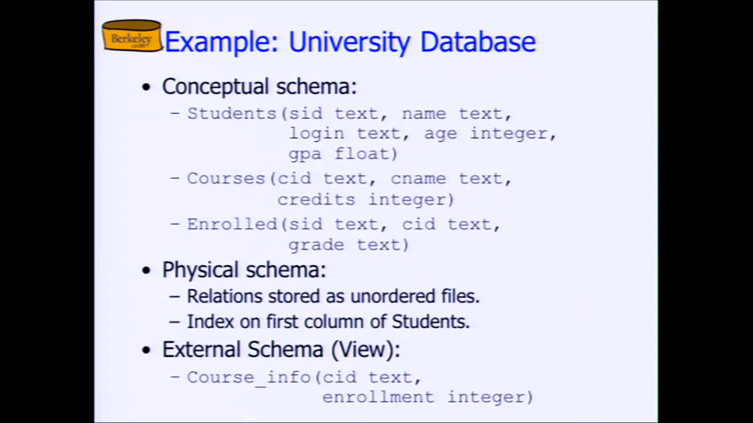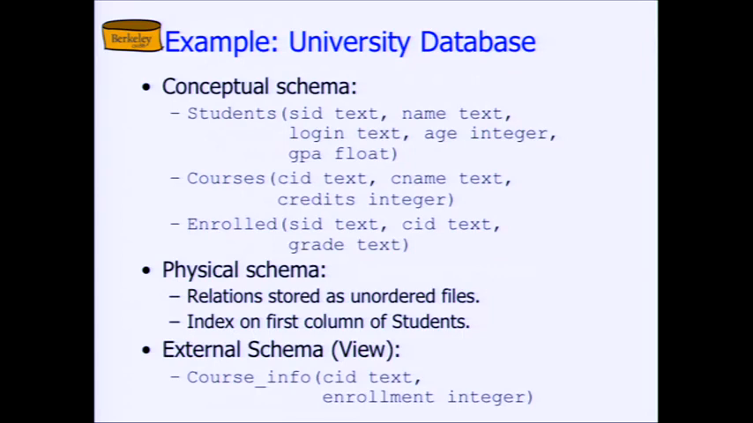There's an index on the first column of students. It's a B tree. They're all on a single disk in my laptop, or maybe they're spread across 700 nodes in EC2, partitioned by name. I don't know, right? Could be anything. That's the physical schema. An external schema or a view might not include the conceptual schema at all.